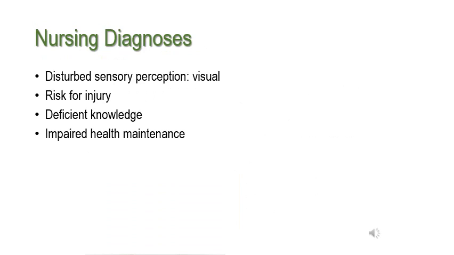Nursing diagnoses that we might expect with basically any of these visual changes, glaucoma, cataracts, or macular degeneration, include disturbed sensory perception, visual. Anytime there are vision or hearing changes or problems, we always think of injury or risk for injury. There's a lot of teaching that goes with this, on their eye drops, etc. So, deficient knowledge and/or impaired health maintenance.